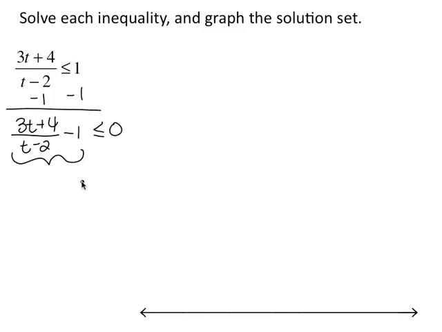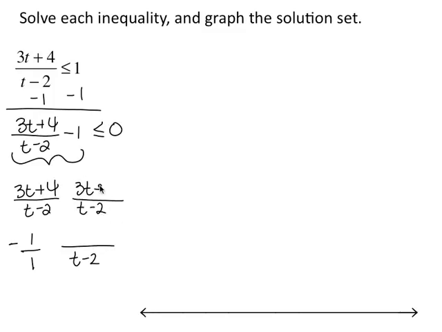Now I need to write this as a single fraction. So I write (3t + 4)/(t - 2) - 1/1, and I need to find a common denominator. So the common denominator would be t - 2. So the first fraction, I don't have to do anything, so it's 3t + 4. With the second fraction, to get from 1 to t - 2, which is our common denominator, I have to multiply that by t - 2. So I need to multiply the top and bottom by the common denominator.